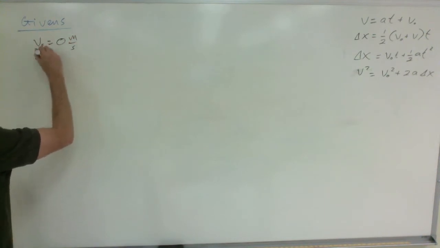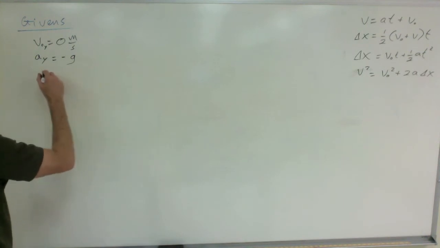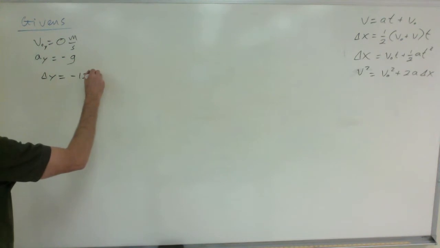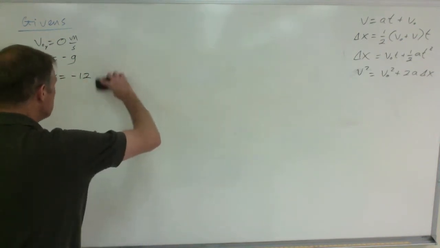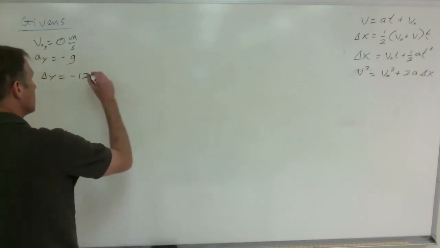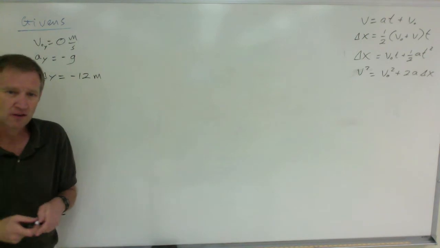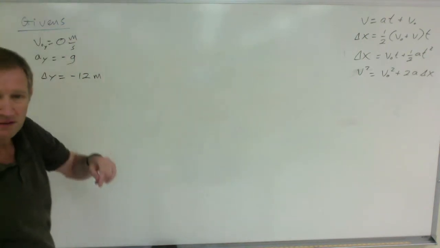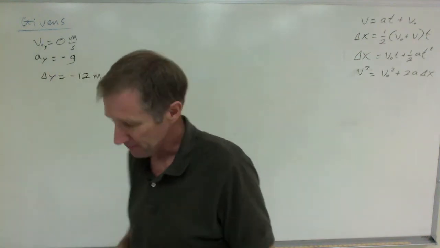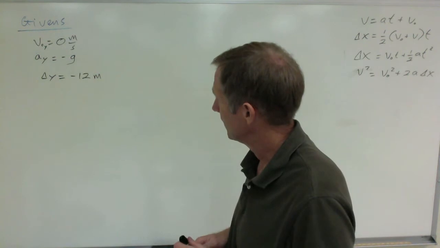Acceleration is negative g. And we know that it falls 12 meters, all right? Oopsies, make that negative 12 because it's downward. It ends up 12 meters below where it started. That's why that's negative. If you made that positive, you can't solve it. There's no way you can just drop something and have it end up above it. It's just not going to happen. Not when it's being accelerated by gravity.